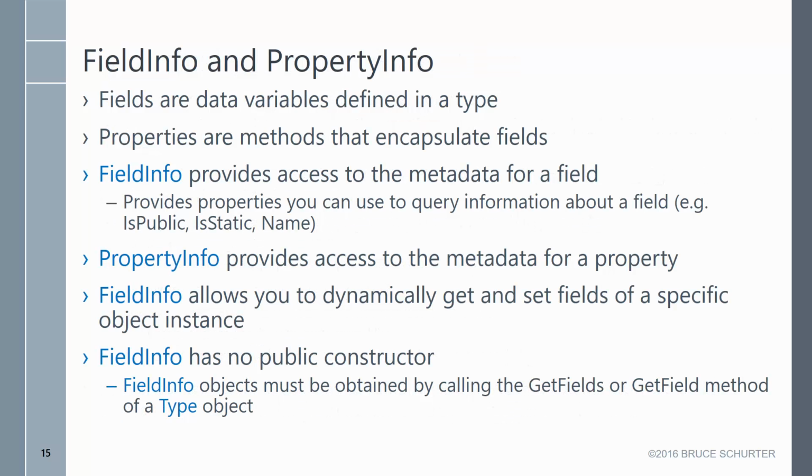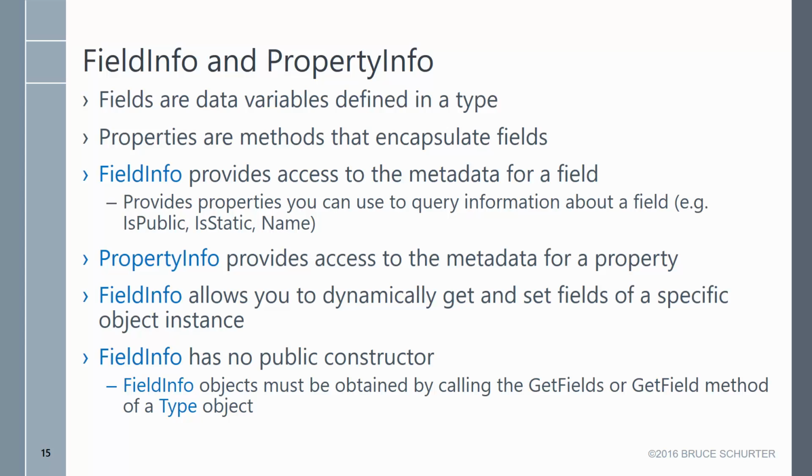FieldInfo and PropertyInfo define basically fields or properties that are defined within a given class. So FieldInfo provides access to the metadata for a field, and provides properties you can use to query information about a field, such as IsPublic, IsStatic, Name, etc. PropertyInfo pretty much gives you the same information, except it gives property information.